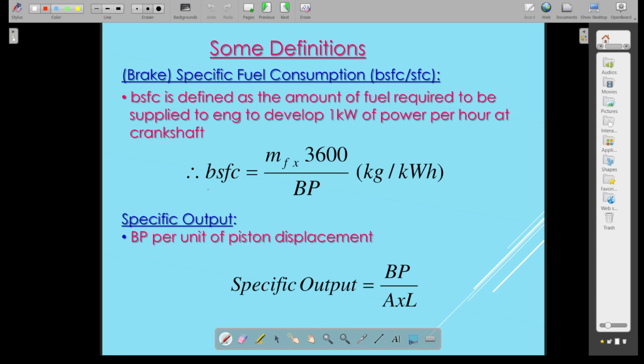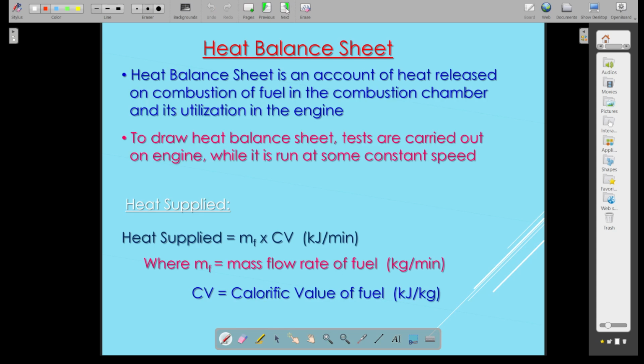Then BSFC, you should know the BSFC. BSFC is the mass of the fuel required to be supplied to the engine, MF divided by the brake power. This MF is in kg per hour. ये MF किस में है? ये MF kg per hour में निकालना. MF by brake power is the BSFC. Okay. So this is very important.